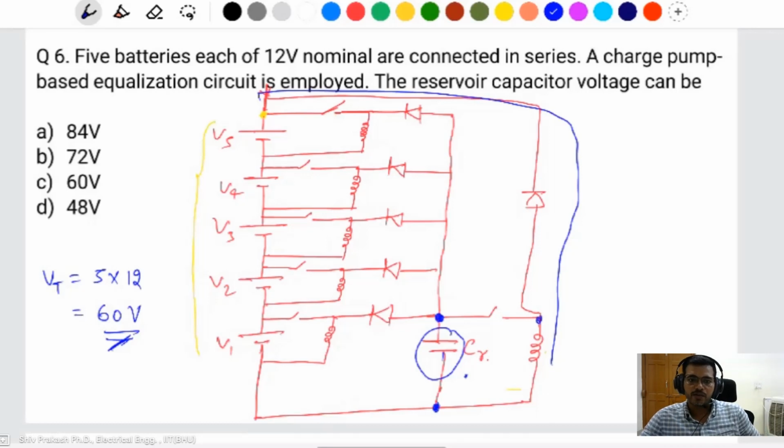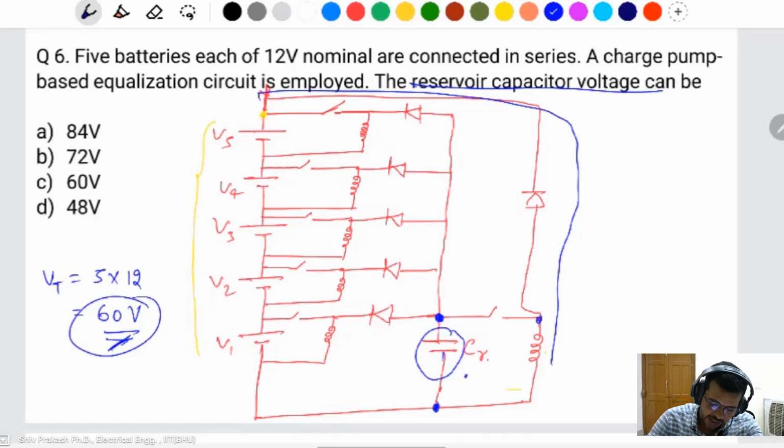Like a boost converter, in a boost converter the input voltage is always lesser than the output voltage. That's why the reservoir capacitor voltage should be lesser than 60 volt. One option is 48 volt, to transfer the reserve energy through the inductor to the whole battery pack.